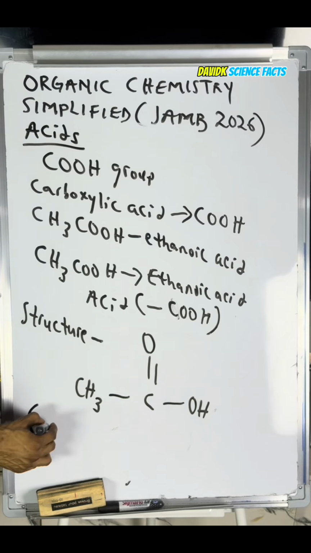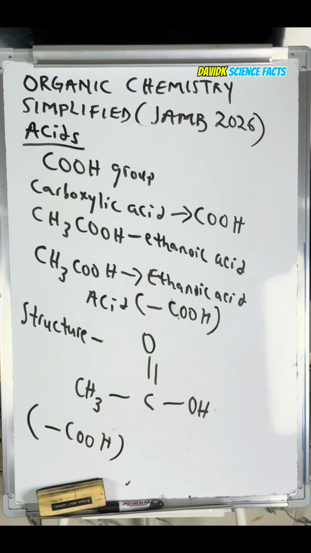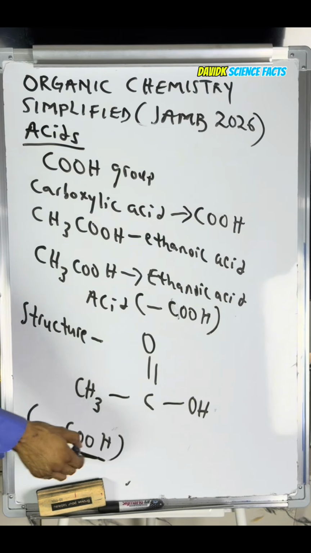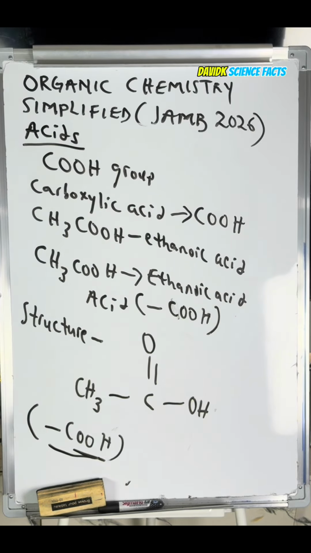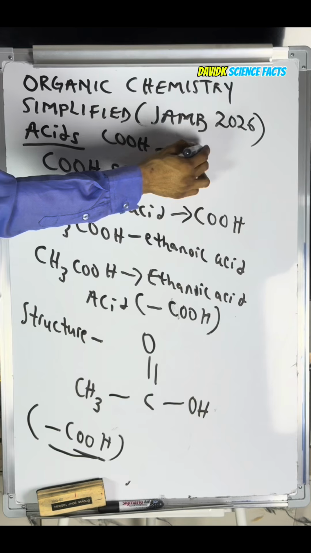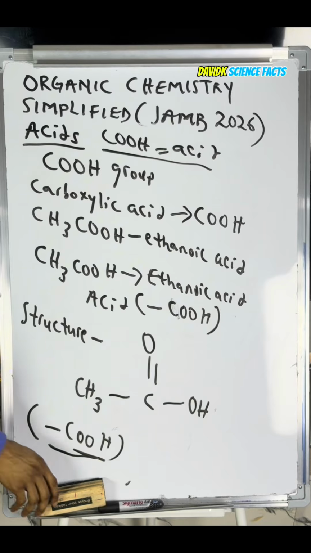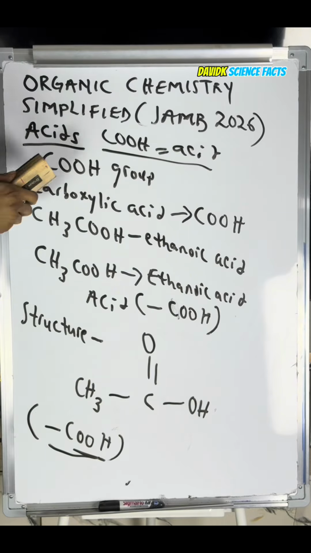Now take note of this. This COOH is what makes it an acid. So in other words, COOH is equal to acid. Anytime you see it, don't think twice. Just know COOH is an acid. Next one I'll talk about is ester.